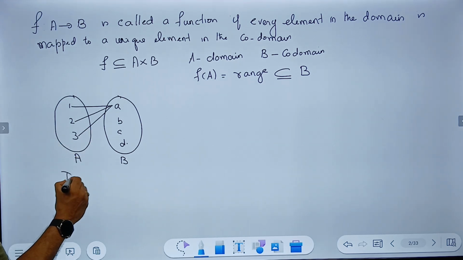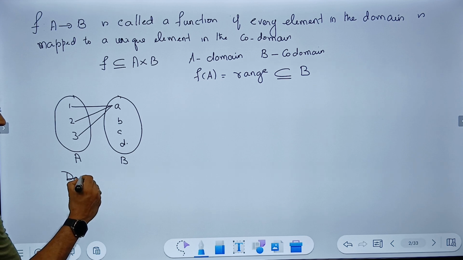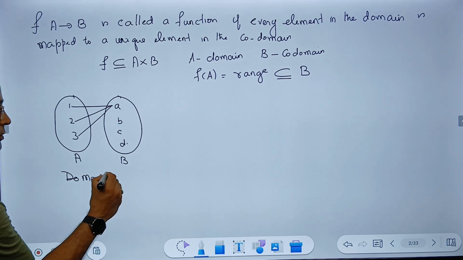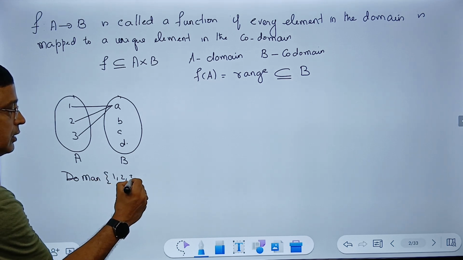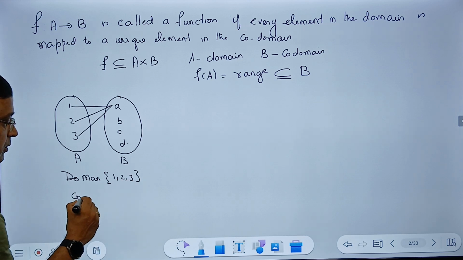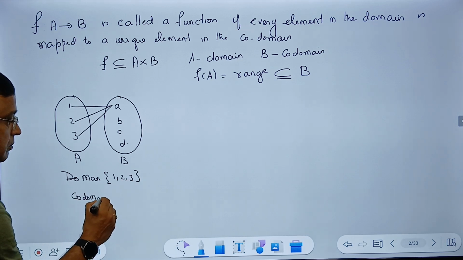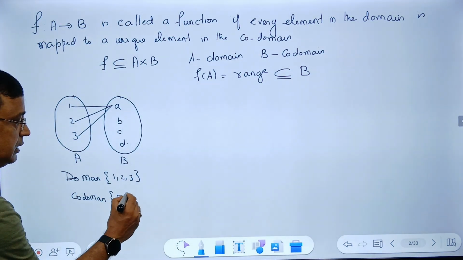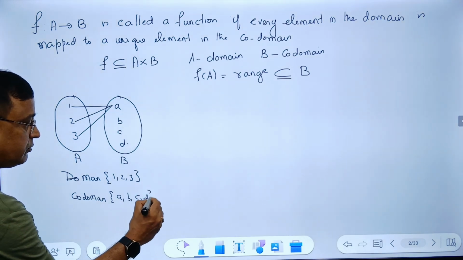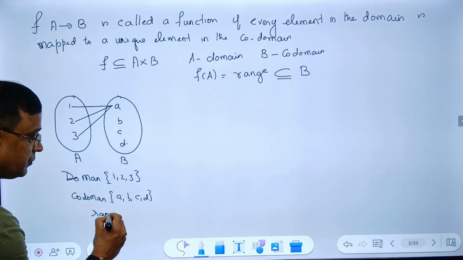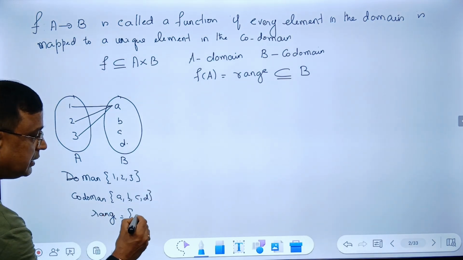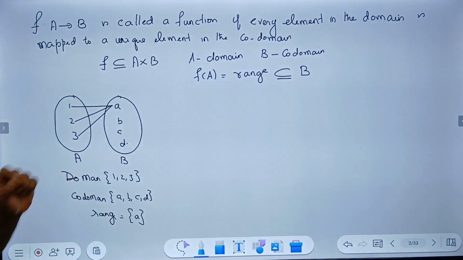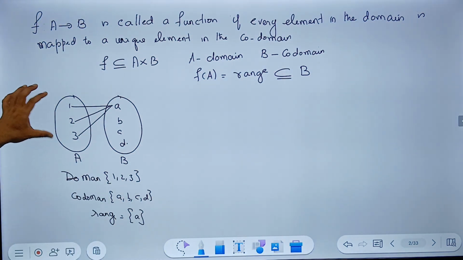Now, what is the domain? Here my domain is 1, 2, 3. What is my codomain? My codomain is A, B, C, D. And what is my range? Range is the set A. This element A, because 1, 2, 3 takes the value A.